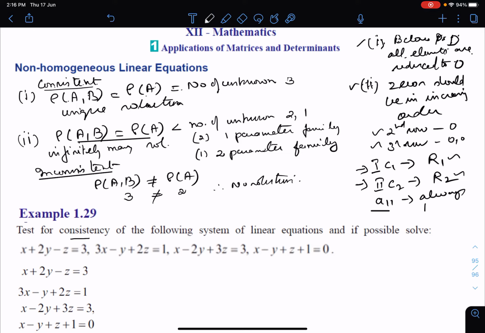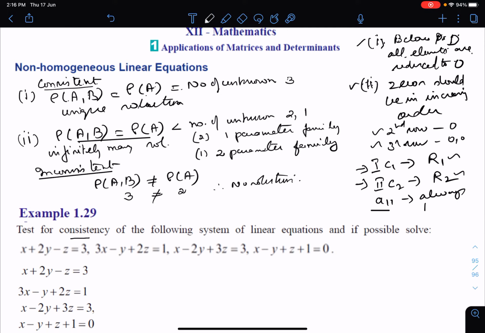If rank of AB equals rank of A and it is less than the number of unknowns, it is consistent again, but it will have infinitely many solutions. In that you will have two types, which we will see as we go into our examples. And when will you say it is inconsistent? When rank of AB is not equal to rank of A, then we say the system is inconsistent and therefore has no solution.